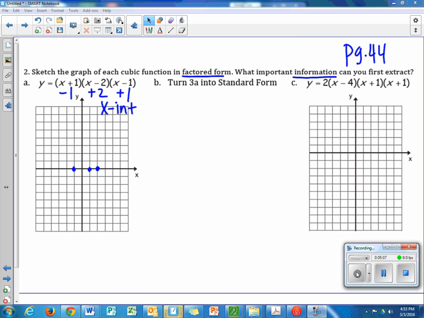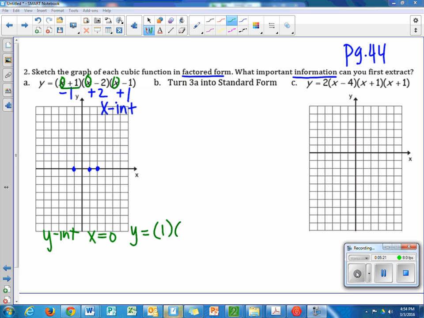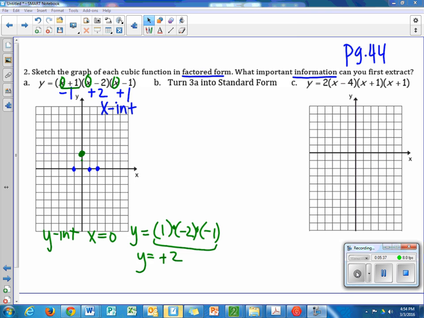But wait a minute, what about our y-intercept? Y-intercept means that you're going to go ahead and set x equal to 0. So here's 0, 0, 0. So now you have y equals 0 plus 1 is 1. Next, 0 minus 2 is negative 2. 0 minus 1 is negative 1 as well. So here, multiply. Remember to multiply them. So it's going to be a positive 2 in the end. So we go back to the graph. 1, 2. There it is. That's going to be our y-intercept.